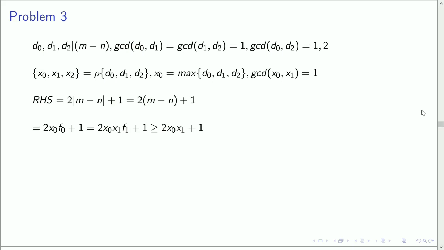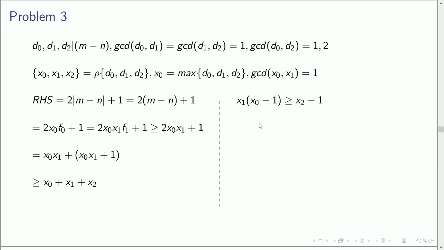Alright, now I basically divide it. I take x0 x1 together, and you take this one together. This I can write as greater than or equal to x0 plus x1 plus x2. Why is that? Since x1 is greater than or equal to 1, the first expression is greater than or equal to x0, and this one is greater than or equal to x1 plus x2. And why is that? Let's see. x0 is greater than x2, so x0 minus 1 is greater than x2 minus 1. And since x1 is greater than or equal to 1, this expression still holds.